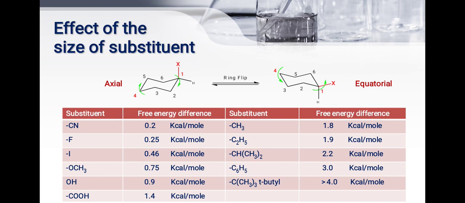Then see the effect of size of substituent. Here an axial group is present. When the ring gets flipped, that axial group goes to the equatorial position. See here substituents: CN, fluorine, iodine, methoxy, hydroxy, carboxylic. Here the free energy difference is there. Here again different substituents. This is the free energy difference.